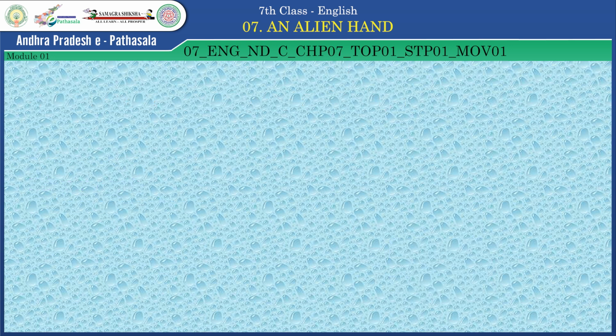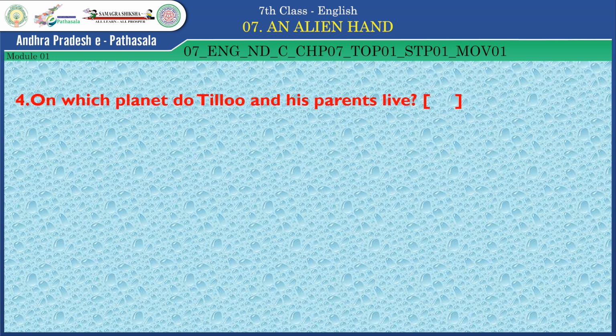Question number 4. Which planet do Tillu and his parents live on? Option A, Earth. Option B, Mars. Option C, Sun. Which one is the correct answer? Yes, you are absolutely right. The answer is option A.